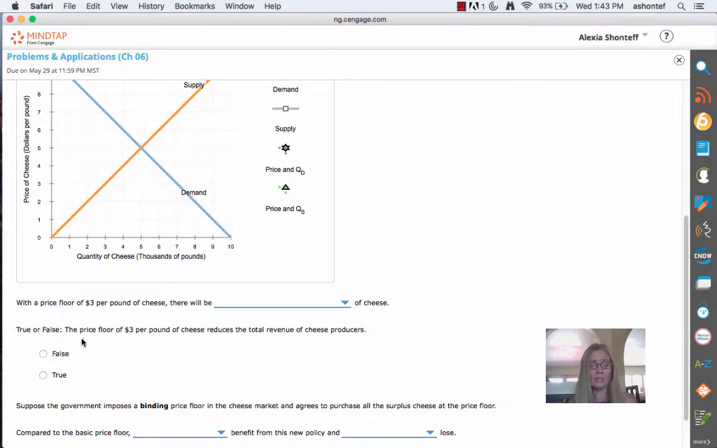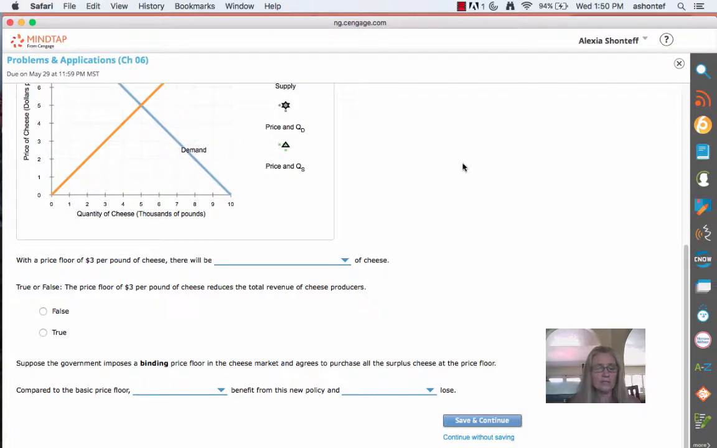The next part. The price floor of $3 per pound of cheese reduces the total revenue of cheese producers. So once again, what you want to be doing here is thinking about, is this price floor being set at $3 causing any sort of trouble in the economy?